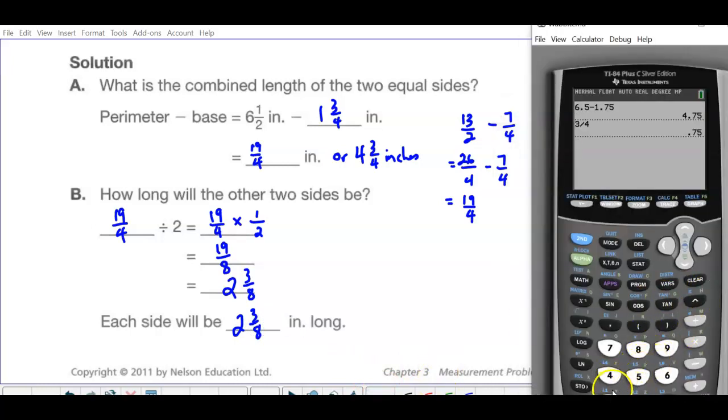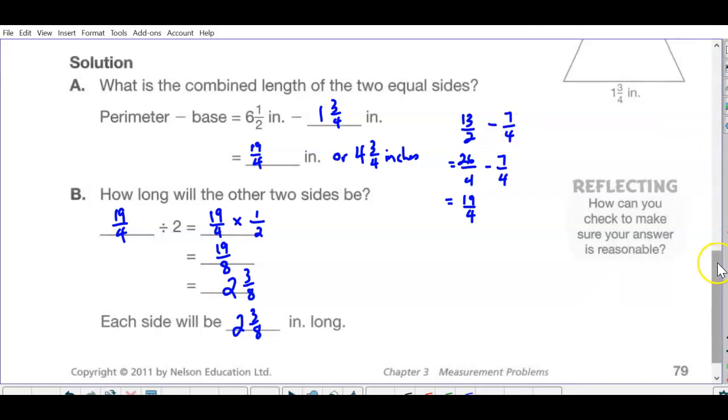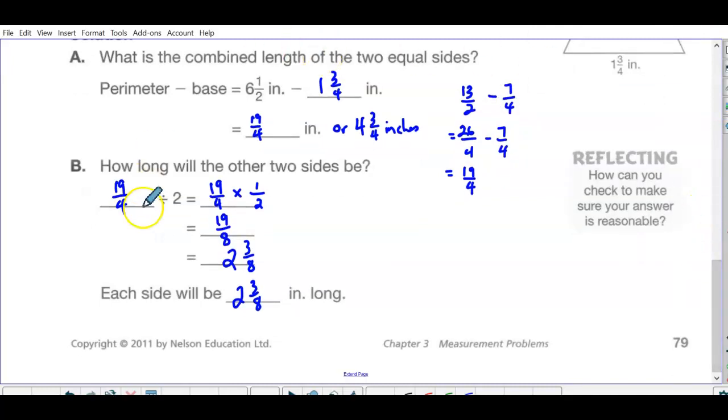As a decimal, what did we have? We had 4.75, and then divide by 2 is 2.375. Let's check. What's 3/8? 3 divided by 8 is 0.375 plus the 2. Okay, so we got that one right. That's the end of that unit, or that chapter.